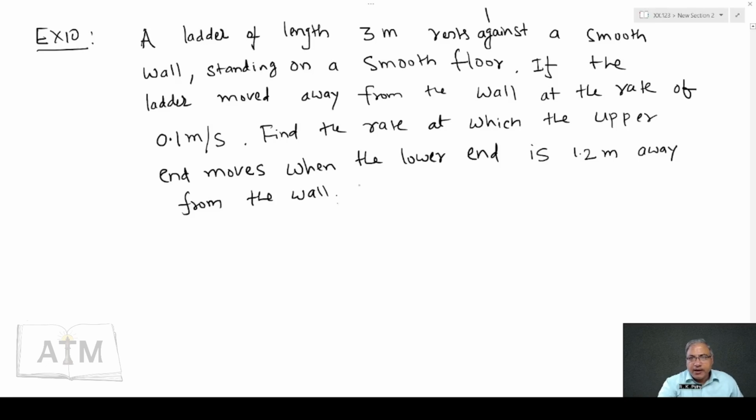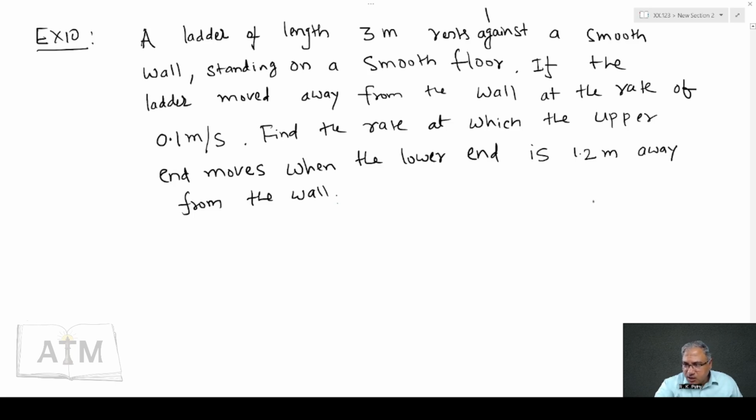Example 10. A ladder of length 3 meter rests against a smooth wall standing on a smooth floor. If the ladder moves away from the wall at the rate of 0.1 meter per second, find the rate at which the upper end moves when the lower end is 1.2 meter away from the wall.